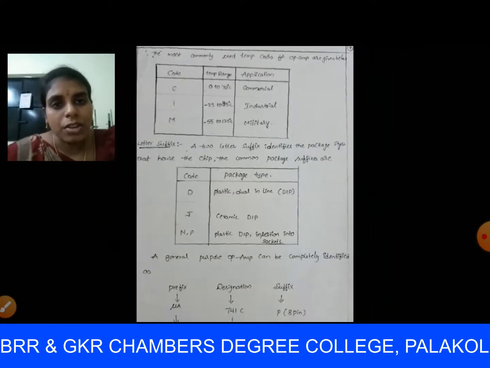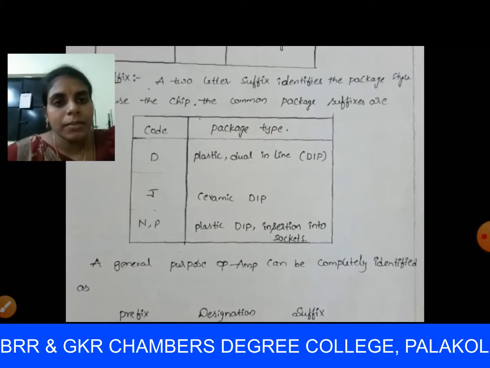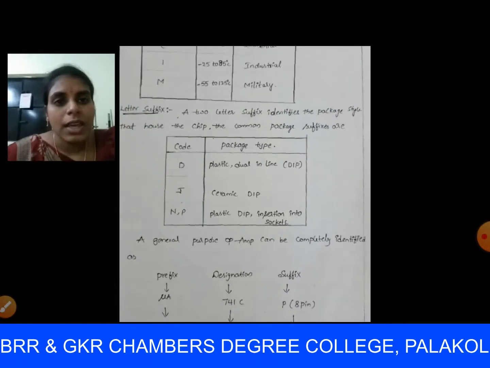The circuit designation has 3 to 7 characters, and these characters are numbers and letters. The number represents the type of op amp and the letter represents the temperature range. Okay. Our next part, the third part, is the letter suffix. Here the letter suffix has two characters or one single character.